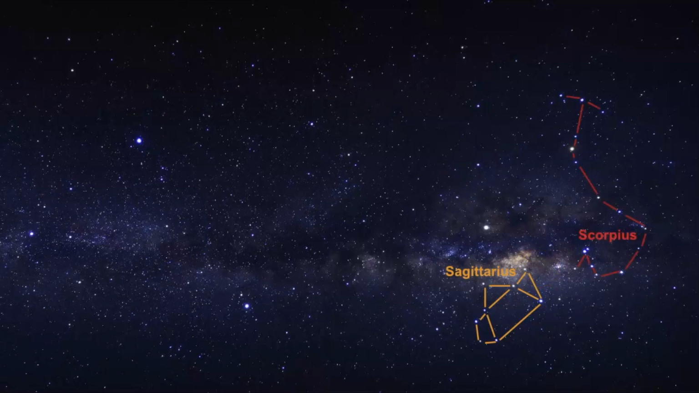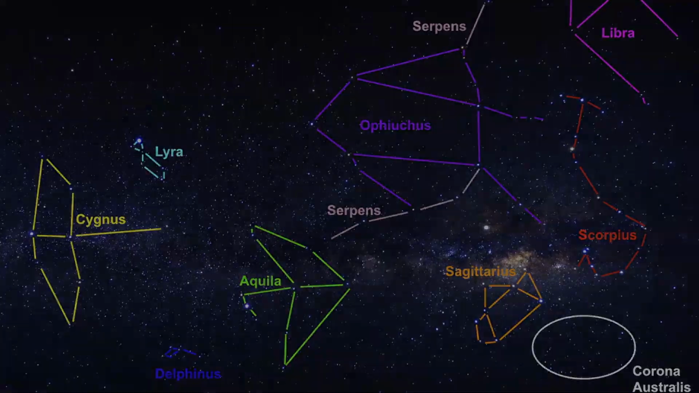And notice that the teapot is also right next to Scorpius. Scorpius is very obvious to see in the sky. It is this giant hook in the night sky. It's often called the fish hook. That's one of its asterism names, but it is represented as a scorpion.